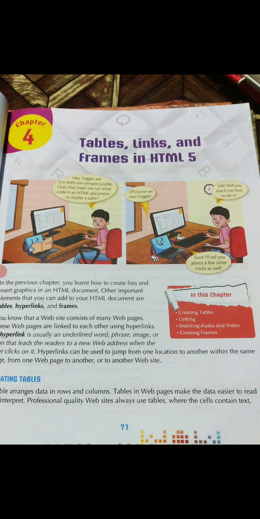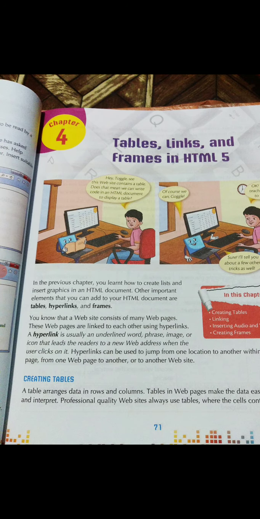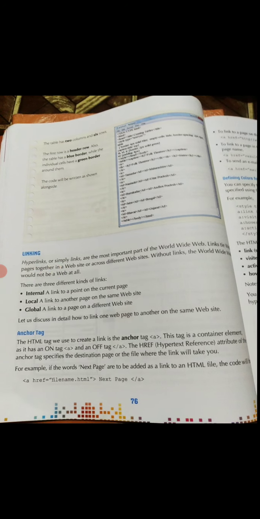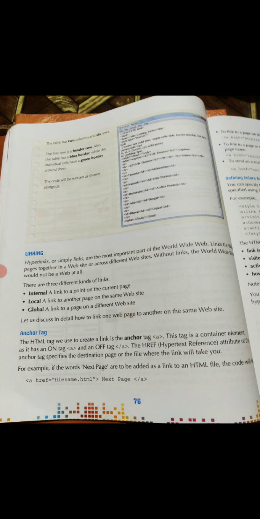So students, we were with your chapter number 4, and the name of the chapter was Table, Links and Frames in HTML5. Last time I taught you about different kinds of links, is it not? In HTML, we have got different types of links. There were three different types of link. First one was your internal link, second one was your local link, and the third one was your global link.